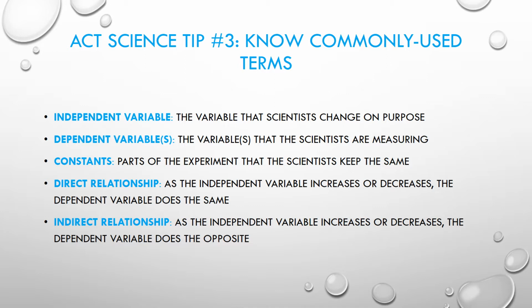So what is a direct relationship versus an indirect one? Well, direct is when the independent variable increases or decreases, and so does the dependent. It does the exact same thing. Indirect is if the independent variable increases, the dependent will decrease, and vice versa.